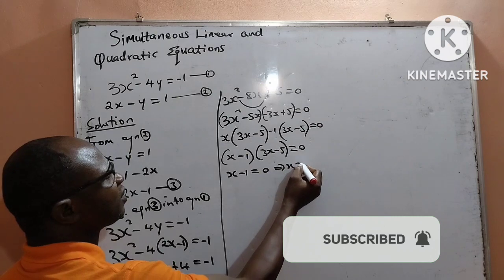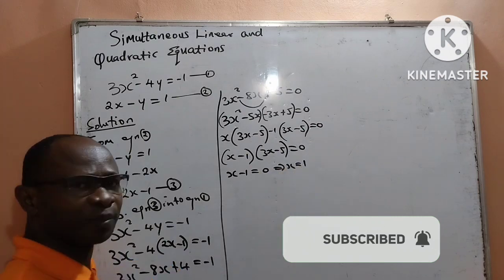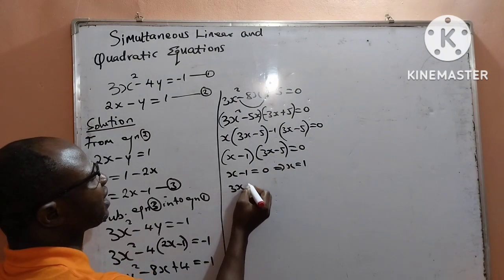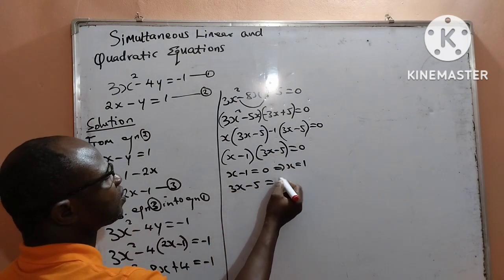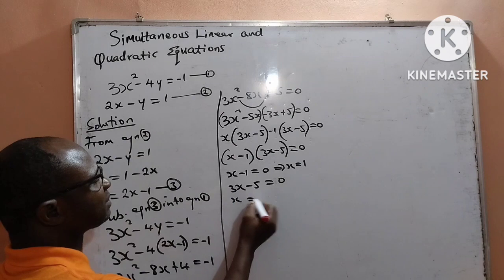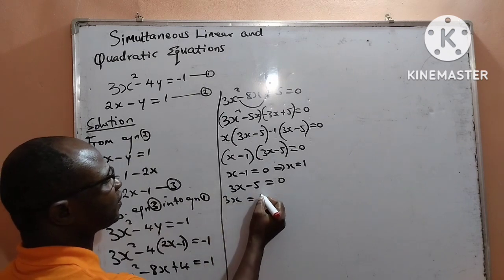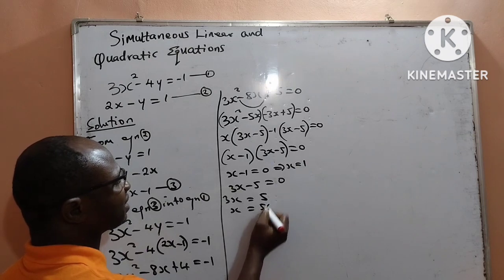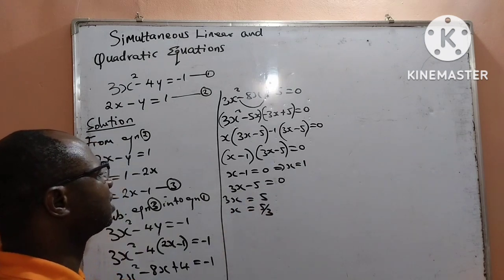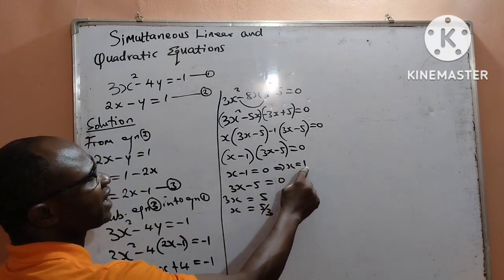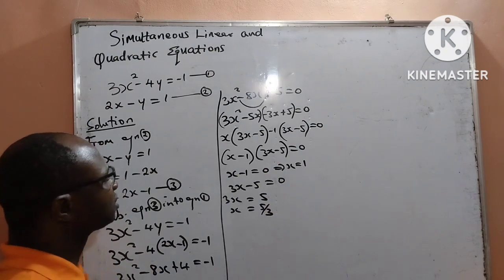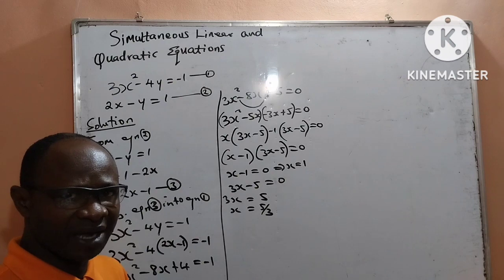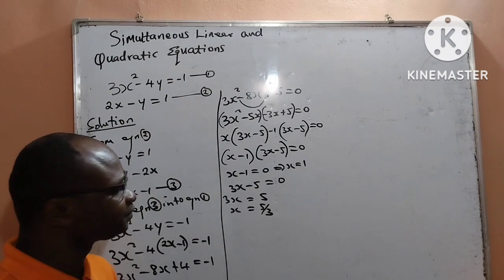This implies that the value of x here is equal to positive 1. And from the second bracket, I shall have 3x minus 5 is equal to 0. So this implies that my 3x is equal to 5, and then x is equal to 5 all over 3. So I have gotten the first value of x as equal to 1, and the second value of x equal to 5 all over 3.